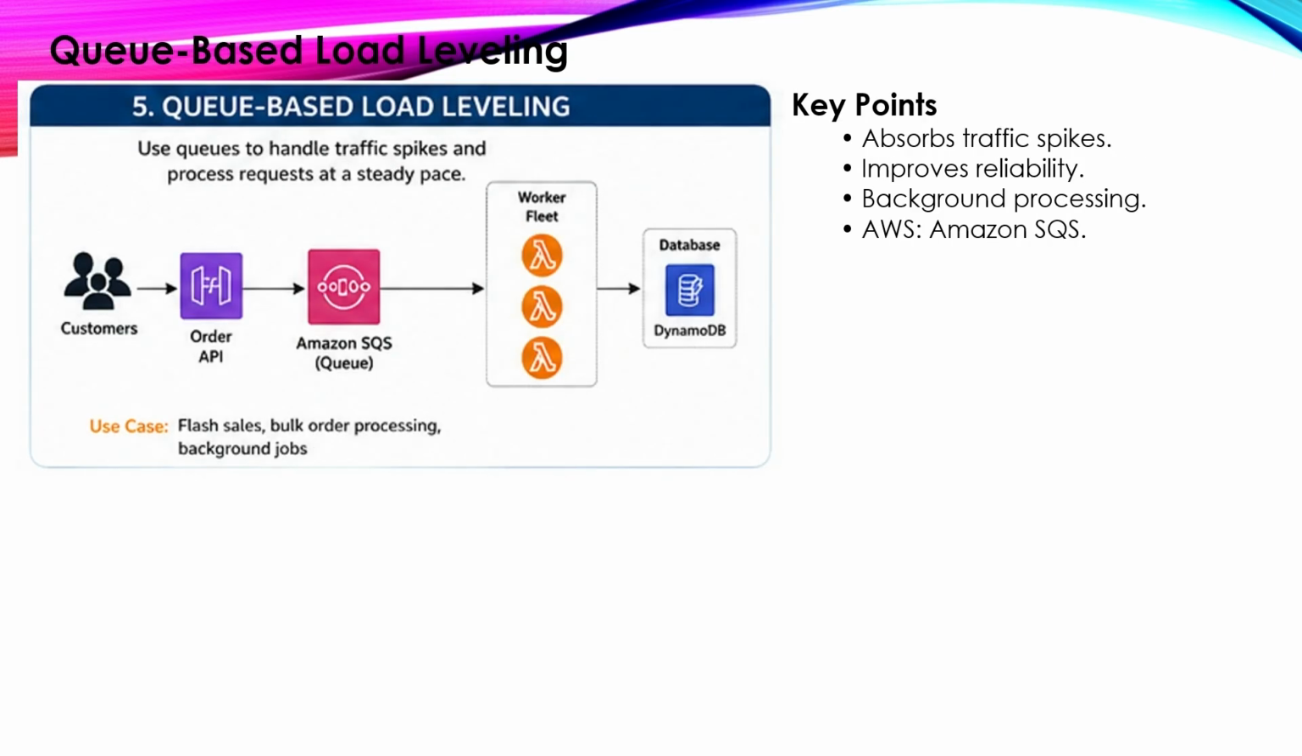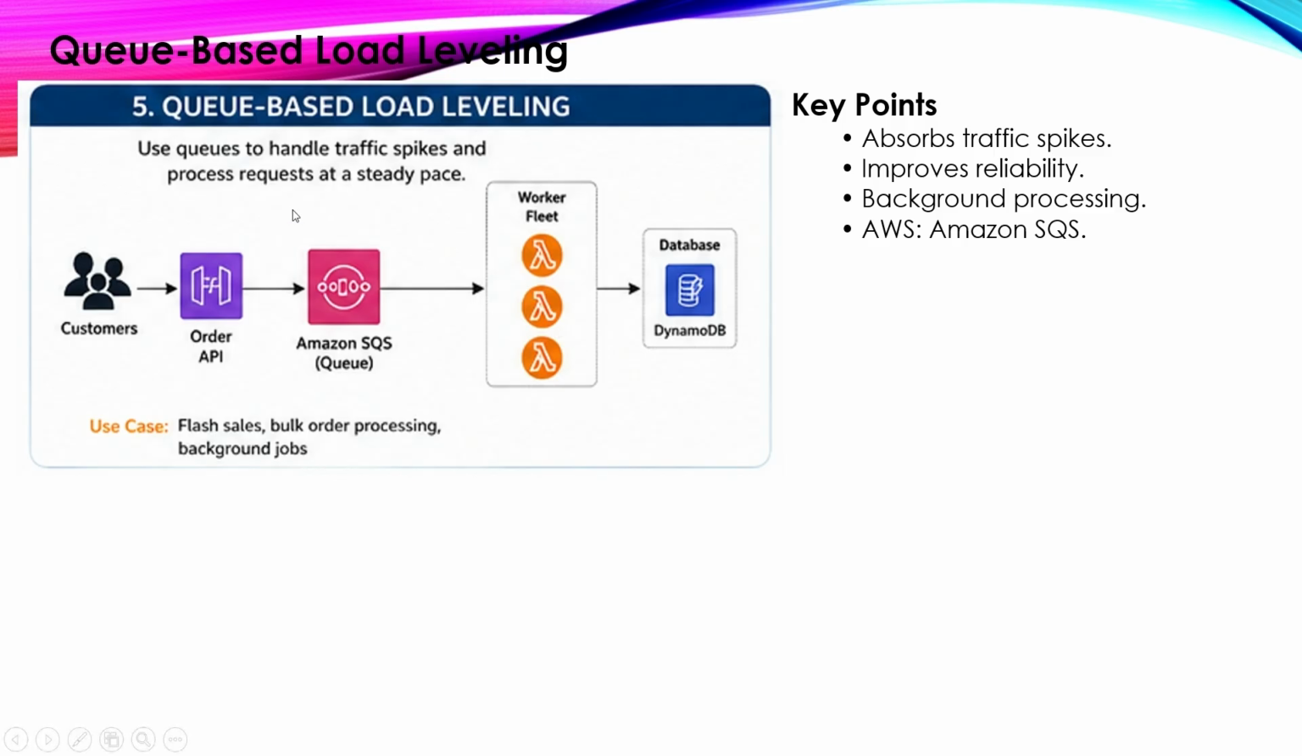Another is queue based load leveling. Now imagine there are some Black Friday sales running on Amazon. Millions of customers are placing orders at nearly the same time. If every request were processed immediately, the system could become overloaded, right? Instead, incoming requests are placed into a queue.